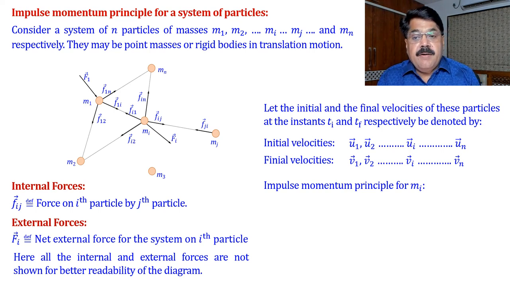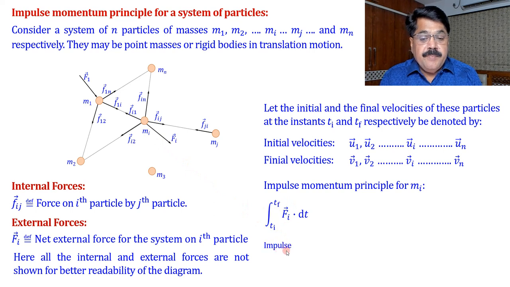So for the ith particle, this external force for the system is also acting, and all these internal forces of the system are acting as external forces on the ith particle. So their impulse we should also account for. So let us write integral ti to t final capital Fi dt. So this term represents the impulse of the net external force of the system acting on mi. So let us write it. Impulse of the net external force for the system acting on mi.